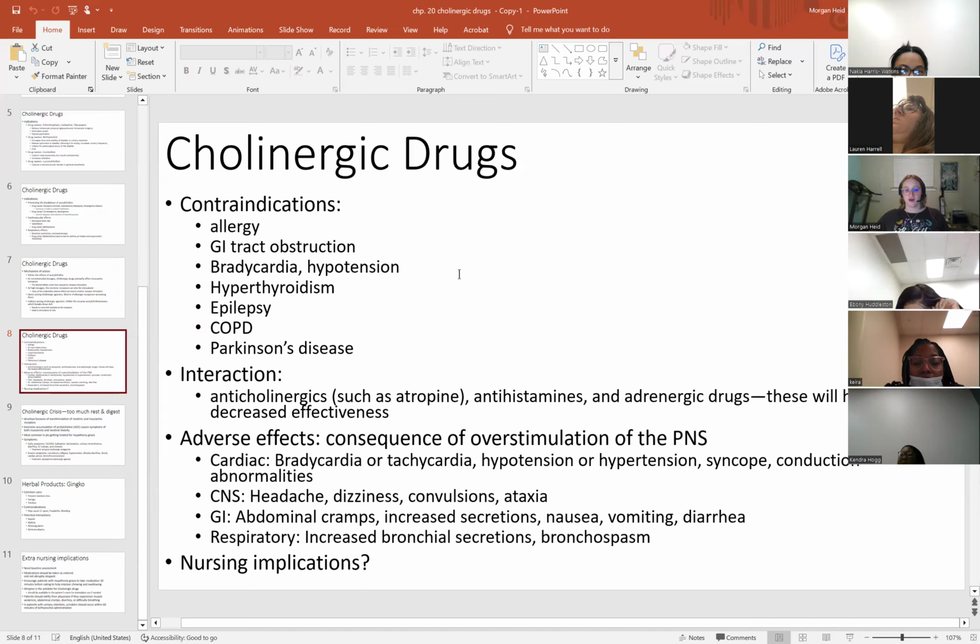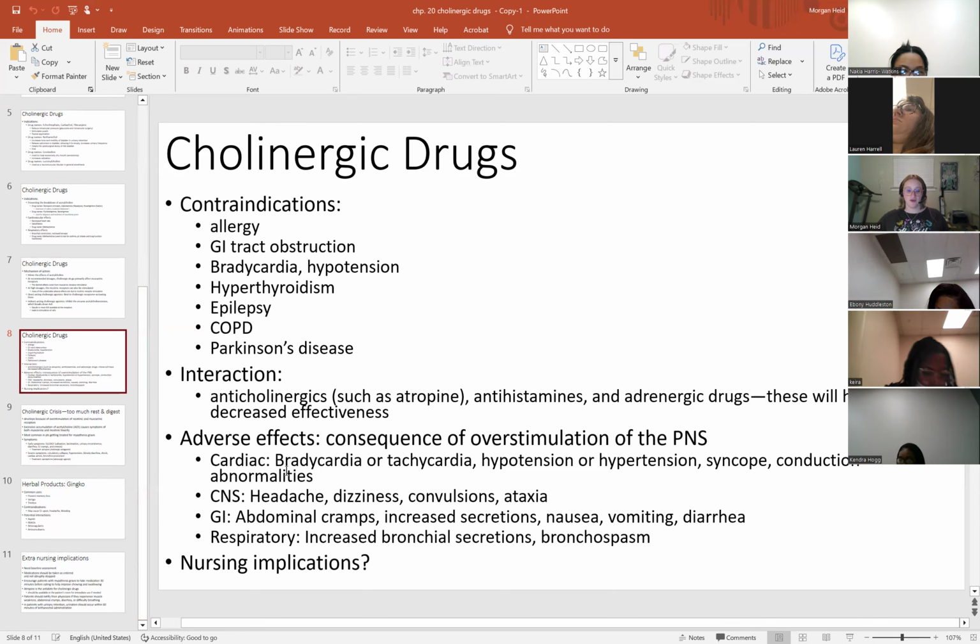Okay. So if I take any of these cholinergic drugs that we just listed with any of these, so the thing that blocks the cholinergic system, an antihistamine or an adrenergic drug, it is going to decrease the effectiveness of any of those cholinergic drugs that we just talked about. Okay.